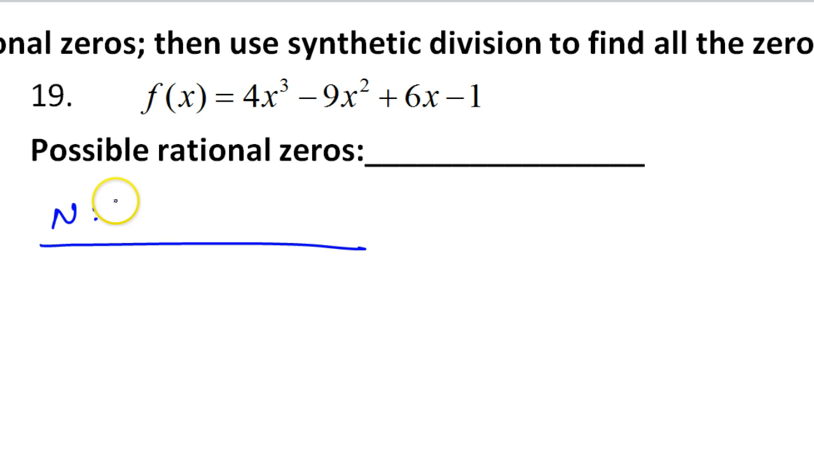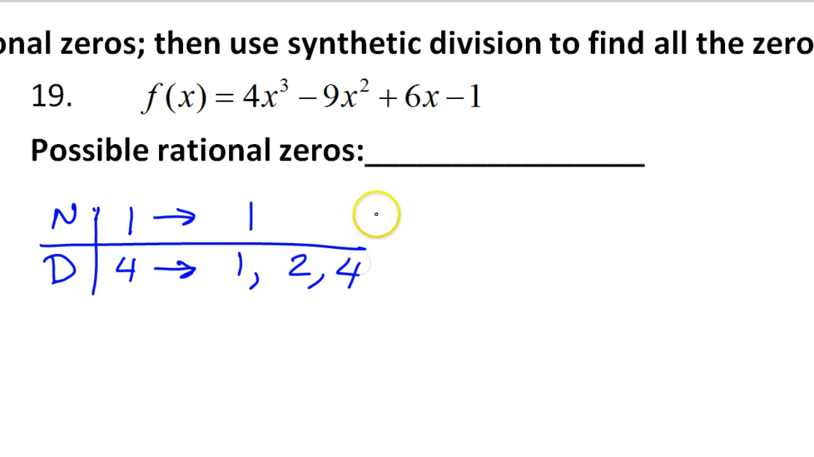All right, so for the possible rational zeros, remember, it's all about the numerator as opposed to the denominator. Now, the numerator is always going to come from the constant term. So that makes it simple because the constant term is just 1. What are all the things that can divide evenly into 1? 1. So that means that's the only possible numerator. Now the denominators come from the leading coefficient. So the denominators all come from 4. What are the factors of 4? 1, 2, and 4.